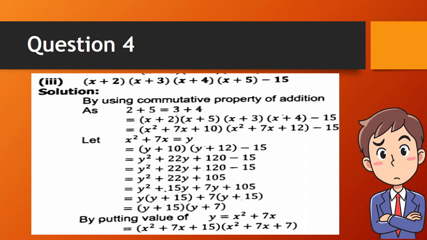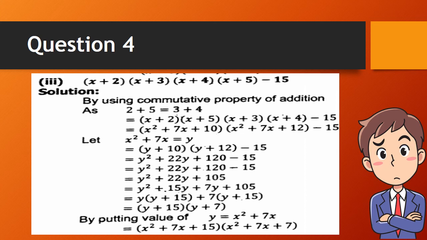Now you can see that x square plus 7x is the same in both the brackets. So x square plus 7x can be replaced by y. So y plus 10 into y plus 12 minus 15. So you will be left with y square plus 22y plus 120 minus 15. Now by subtracting 15 from 120, you get 105. So you have y square plus 15y plus 7y plus 105.